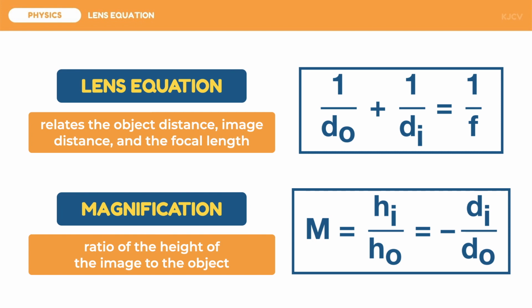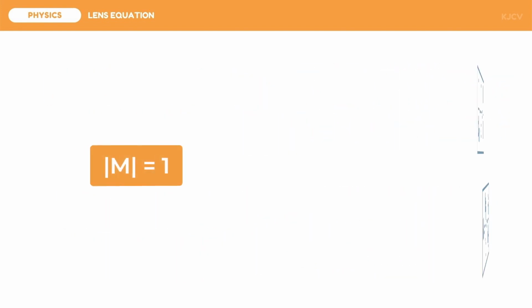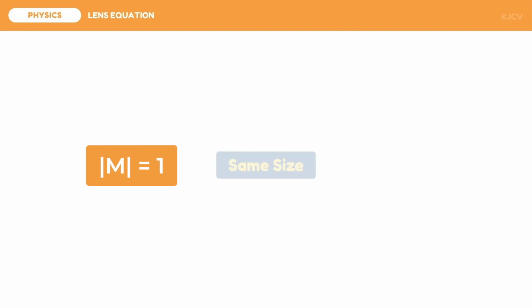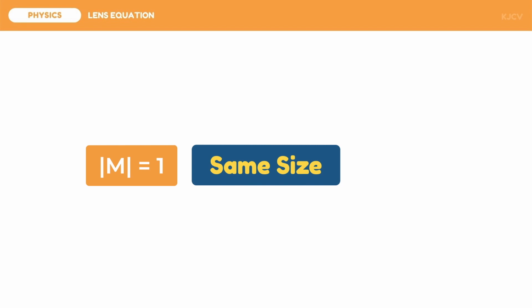And just like in mirrors, we are going to compare the magnification of the image to 1 to describe the size of the image. If the absolute value of the magnification is equal to 1, the image is the same size as the object. This is also the case if the object height is equal to the image height.